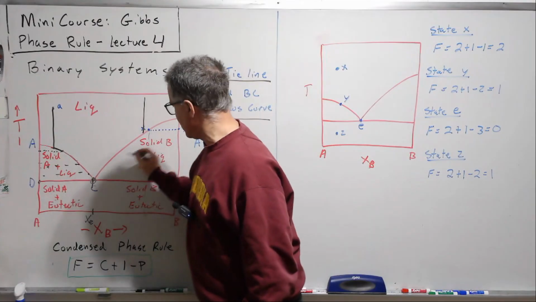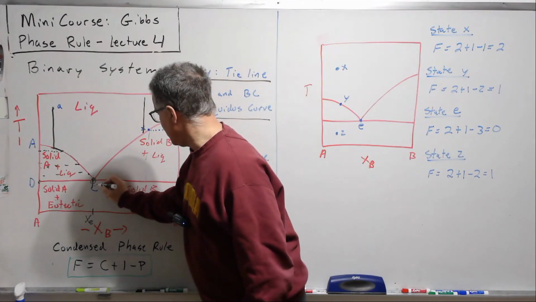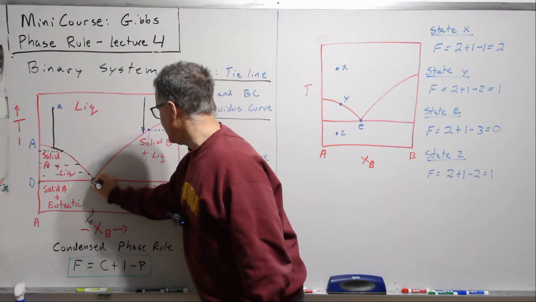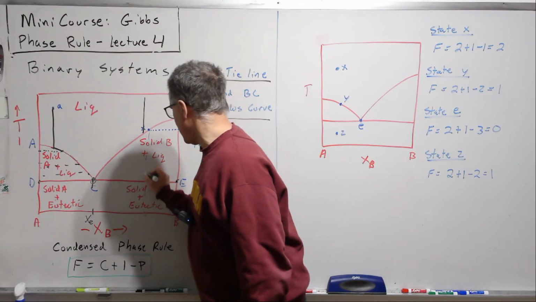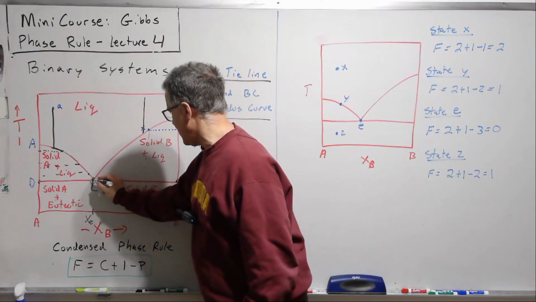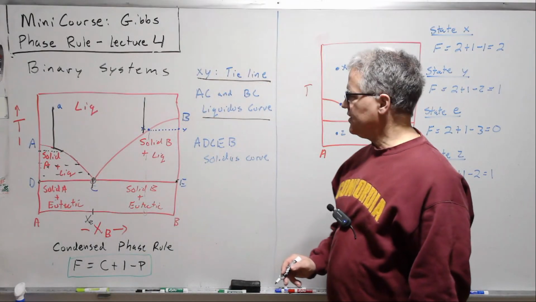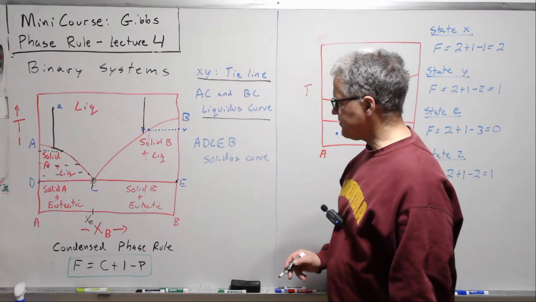These are called the liquidus curves. And we will end up here, but now we'll have solid B, the tie line would coalesce with this line. We'll have solid B and eutectic solution.